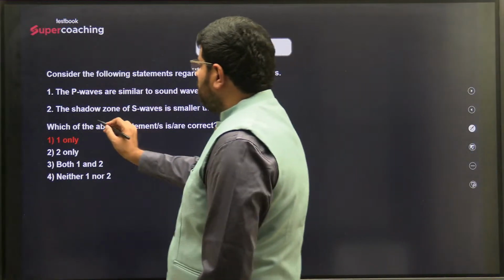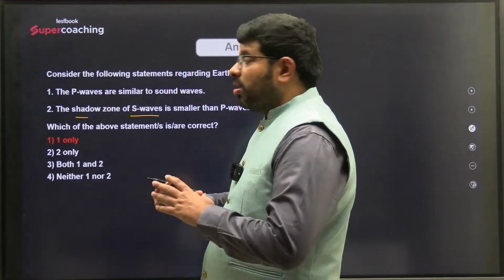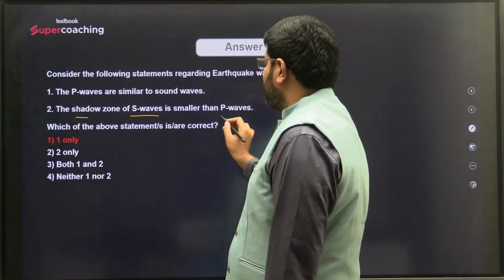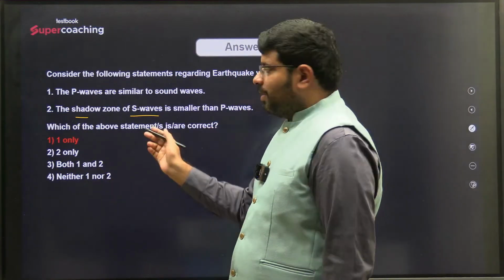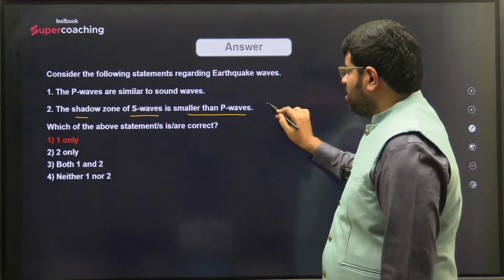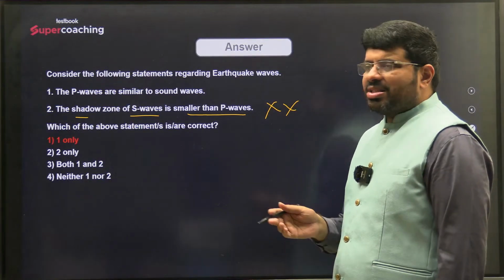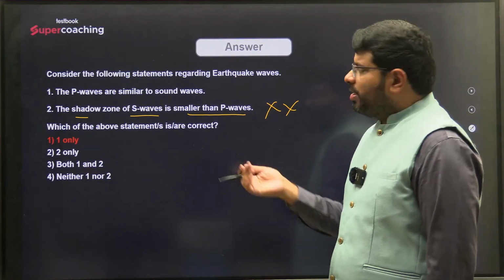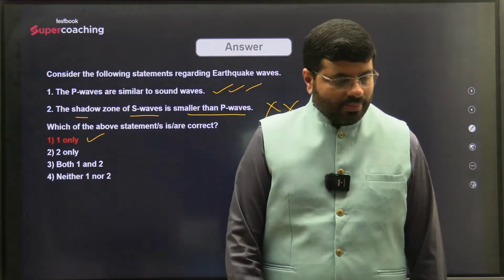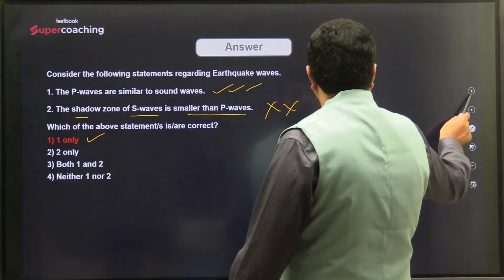Now you see, the shadow zone of S waves. We have seen that the shadow zone of S waves is much bigger, beyond 103 degrees, whereas the shadow zone of primary waves is smaller. The statement says the shadow zone of S waves is smaller than P waves, which is wrong. The P waves are similar to sound waves. They change their direction and velocities with the change in the medium. True. So that's why the answer is 1 only. So that is about some of the questions. We'll go to the next point.